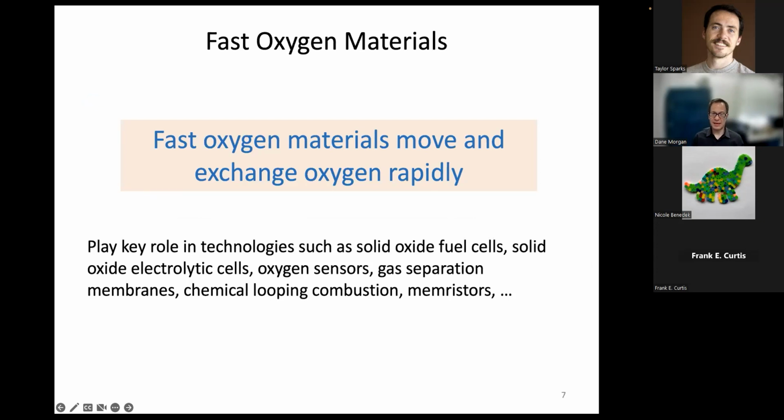And there's a lot of technologies that make use of this. Solid oxide fuel cells are the core focus for the work I'm showing here. But there's also solid oxide electrolytic cells that split water. Oxygen sensors need these kinds of materials. Gas separation membranes use these kinds of materials. Chemical looping, which is a technique for driving certain kinds of chemical reactions. Memristors are a newer technology that makes use of a lot of fast oxygen materials. So it's just a very valuable class of materials where you can use them to bring oxygen to where you need to in the ways that you need to.